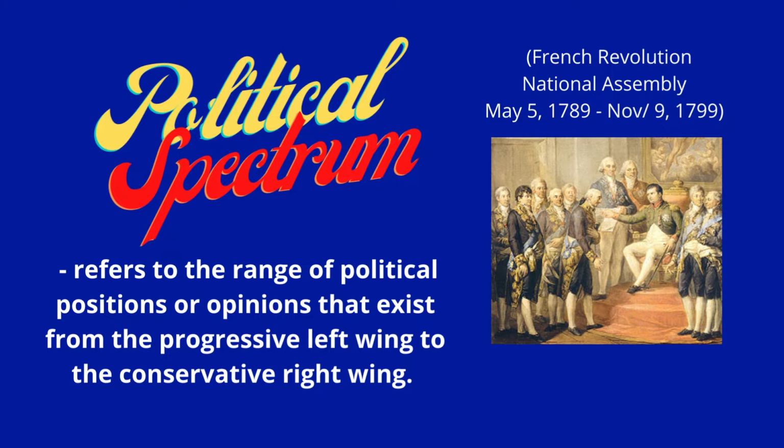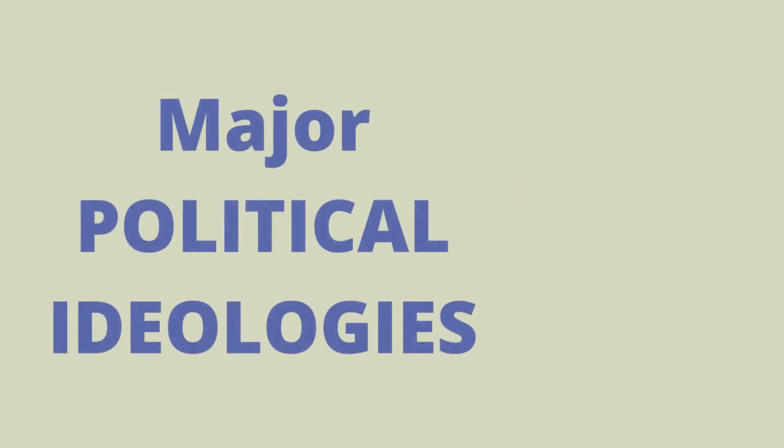When we say political spectrum, it refers to the range of political positions or opinions that exist from the progressive left wing to the conservative right wing. Today, the terms left wing and right wing are used as symbolic labels for liberals and conservatives, but they were originally coined in reference to the physical seating arrangements in the National Assembly of the French Revolution, as its lasting legacy up to present. It was supporters of King Louis XVI who sat on his left and right sides.